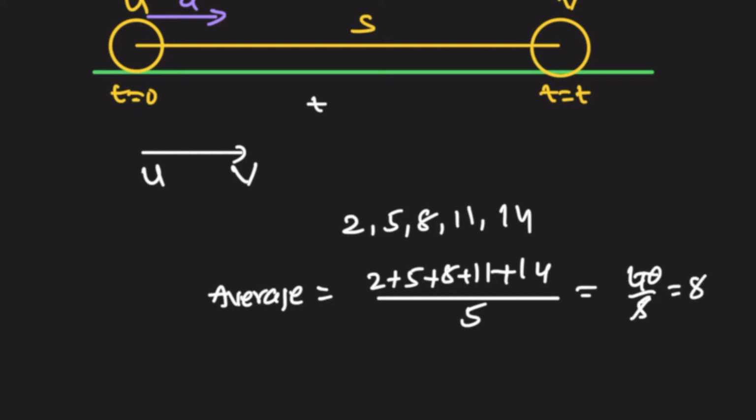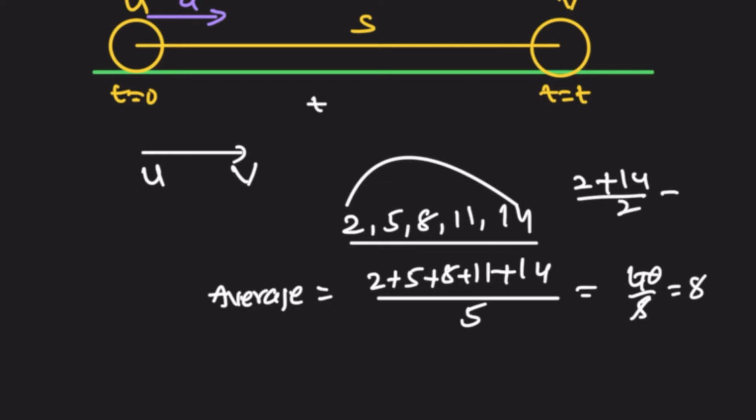So what is the average here? 8. Now for this regularly increasing sequence, there is a simple technique to calculate the average, that is (initial plus final) by 2. So what is the initial here? 2. Final number is 14, by 2. So we get the answer 8. So this is the simple technique for the average. This is used only for regularly increasing or regularly decreasing numbers.